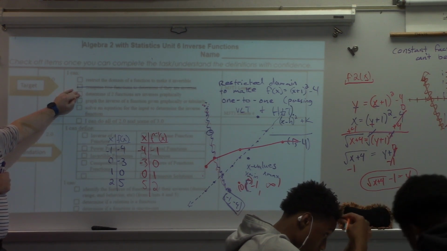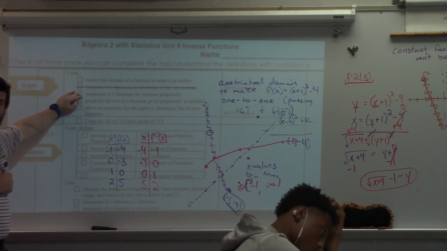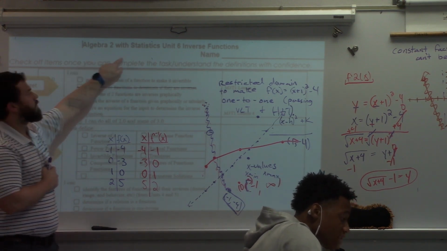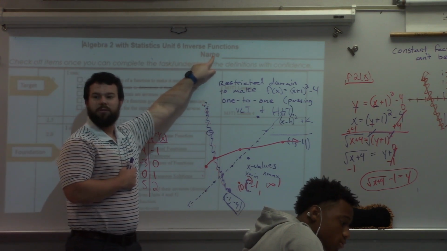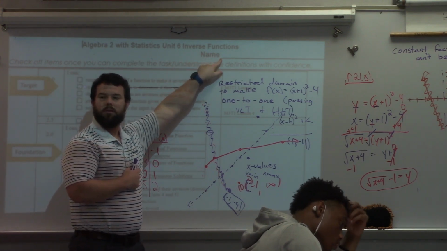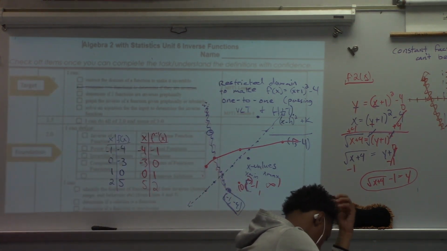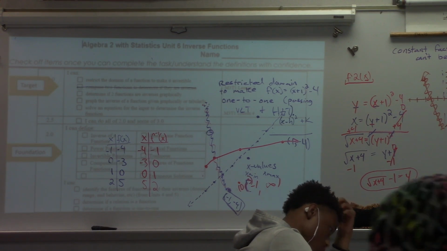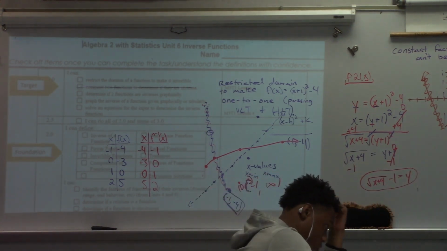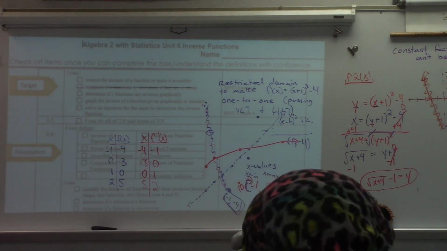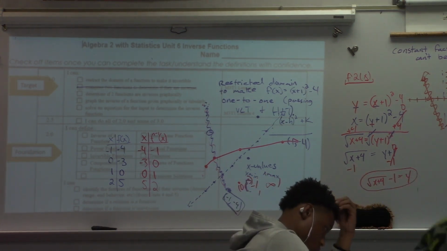Say again? Does it not say inverses on there? You say it's the wrong paper, Tyler? What does it say at the top? Does it say Unit 6 inverse functions? Yeah, you don't got none of that on there. Restrict the domain. Compose two functions. It does. It's just I have only 3 and 2 up there. I don't have the 4.